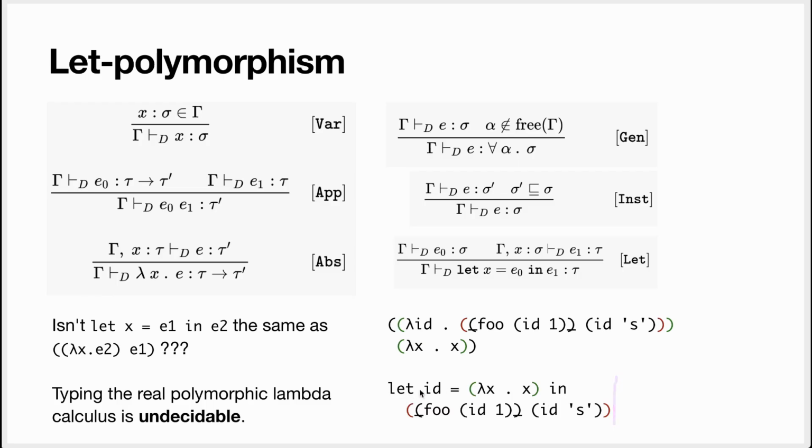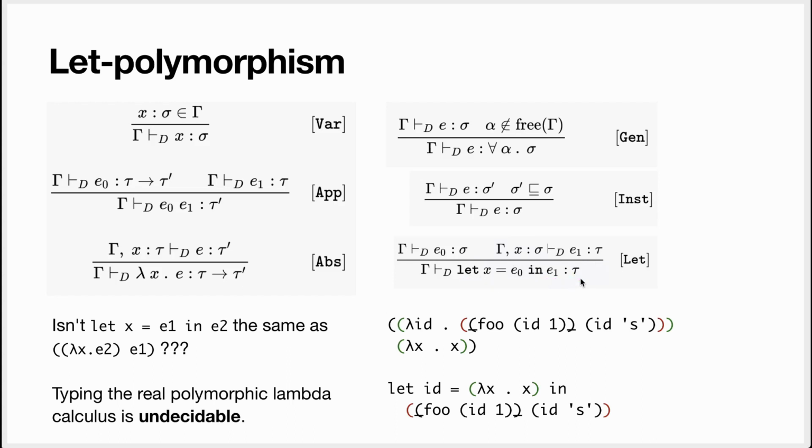So now we say let id equals the identity function in the same body as before. And this does work because of the let rule. The let rule says if we can infer that e0 is of type sigma, and if we assume that x is of type sigma, then we can infer that e1 is of type tau, then let x equals e0 in e1 is of type tau.